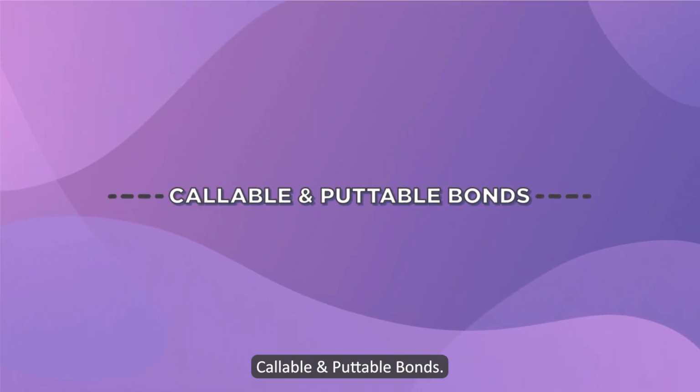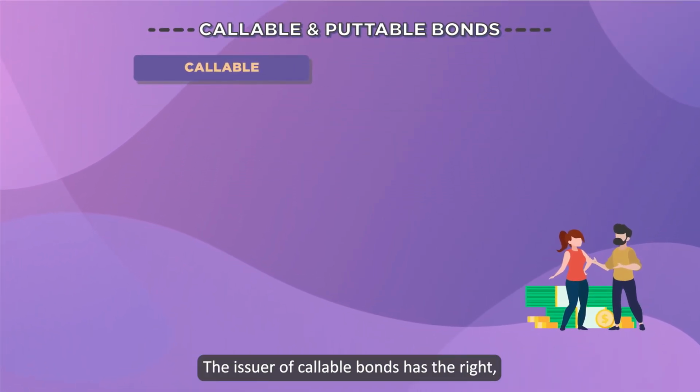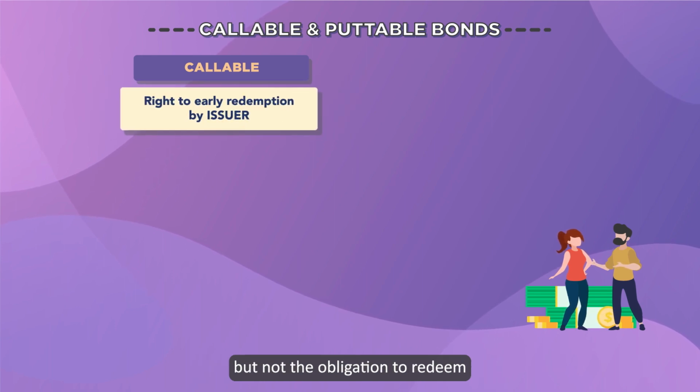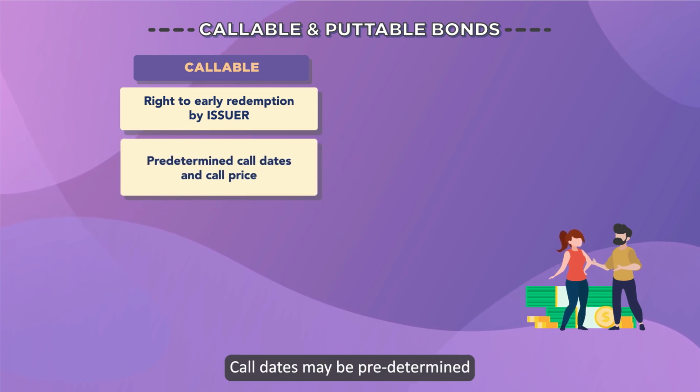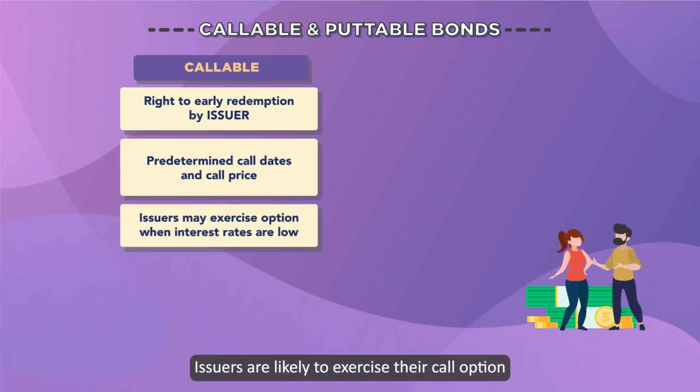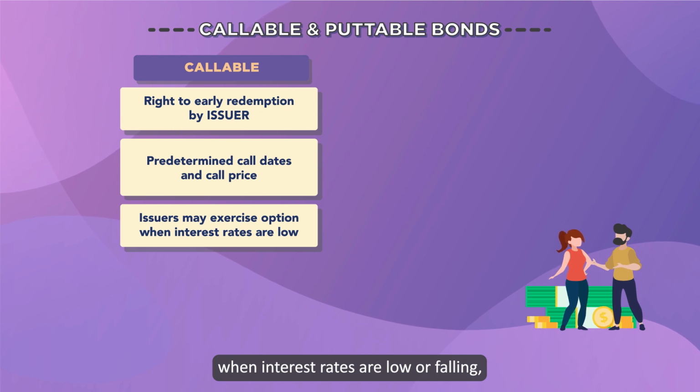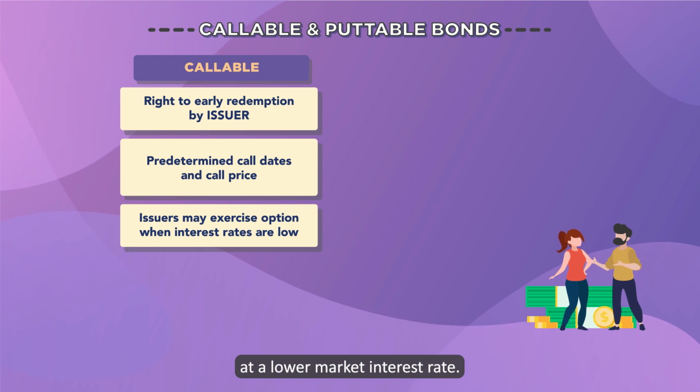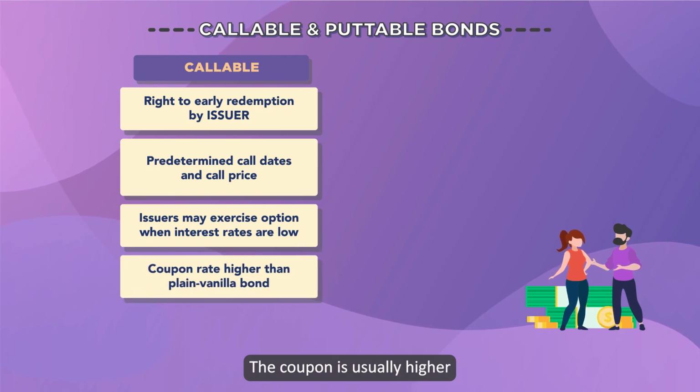Callable and puttable bonds. The issuer of callable bonds has the right, but not the obligation, to redeem or buy back the bonds before their stated maturity date. Call dates may be predetermined, and the issuer must pay a call price to the investors of the bonds upon early redemption. Issuers are likely to exercise their call option when interest rates are low or falling, since they may be able to refinance their loans at a lower market interest rate. Since the advantage lies with the issuer, the coupon is usually higher than its plain vanilla bond counterpart.